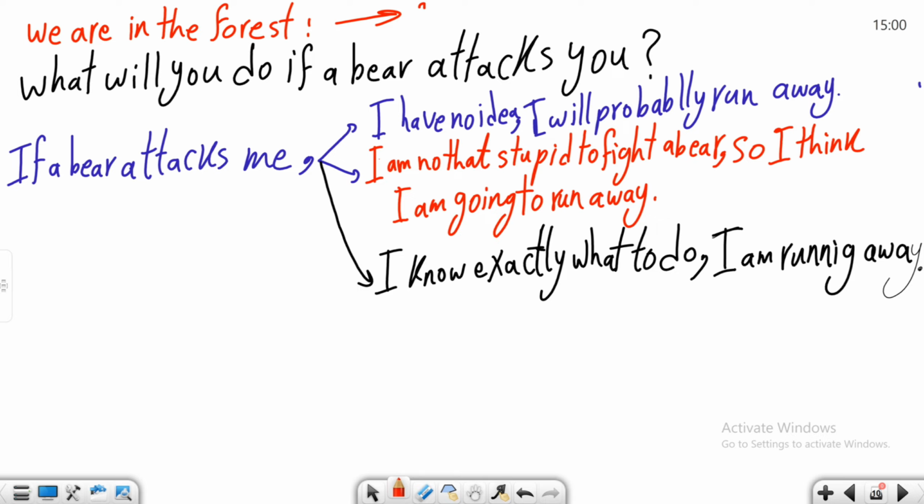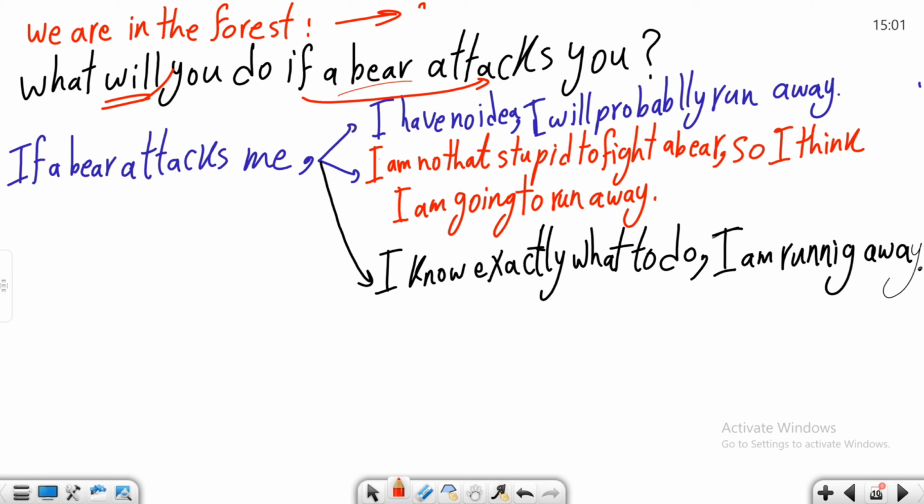So I am asking you now to imagine that you are in the forest, we are all in the forest, and I ask you, what will you do if a bear attacks you? This is a normal question. This question tells you we are in the forest, so it is logical that bears live in the forest. So it's normal that we have the possibility that a bear could attack us. And I ask you, what will you do? Will here, what will you do if a bear attacks you?